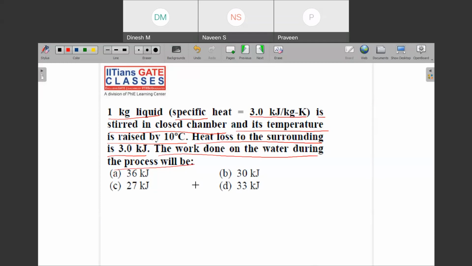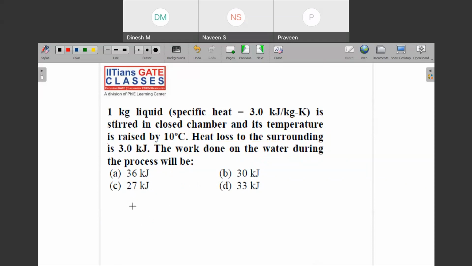So again, whenever you see mixed data of heat, work and energy, you will first go to the first law of thermodynamics. You will see what things are given to you as per the first law of thermodynamics, the required data, and then you will apply it, right? So now let us first look.